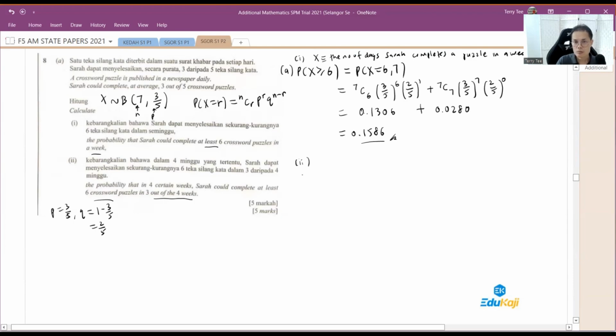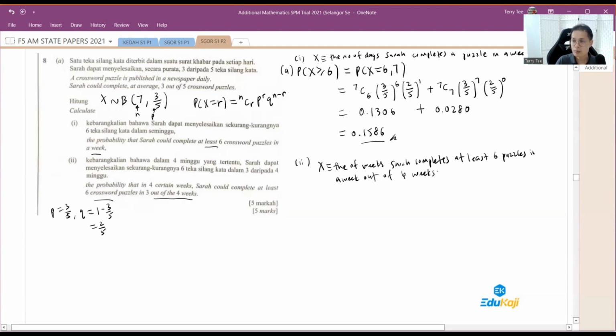Correct. But the X for the second part is different. It is the number of weeks Sarah completes at least 6 puzzles in a week out of 4 weeks. You don't have to write all this definition out.